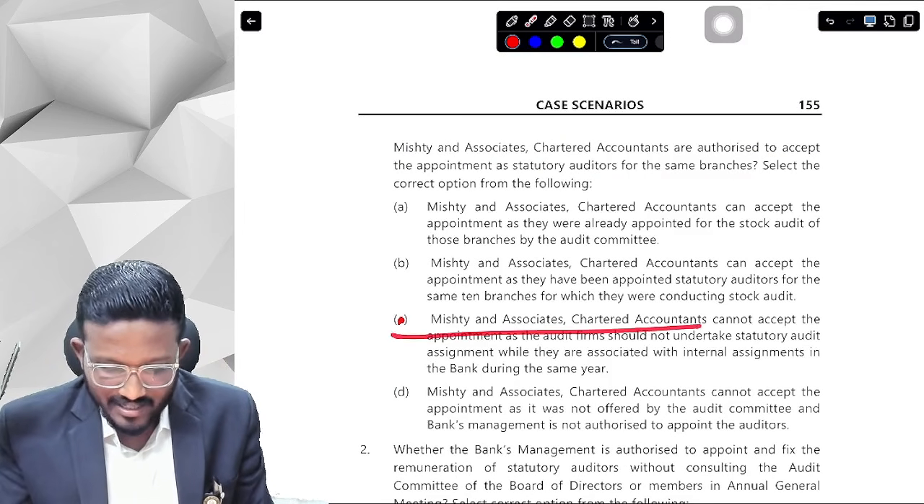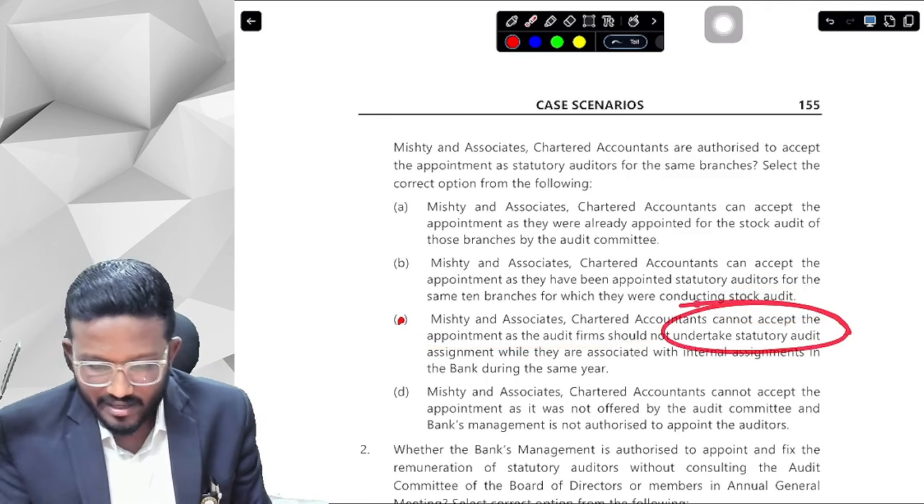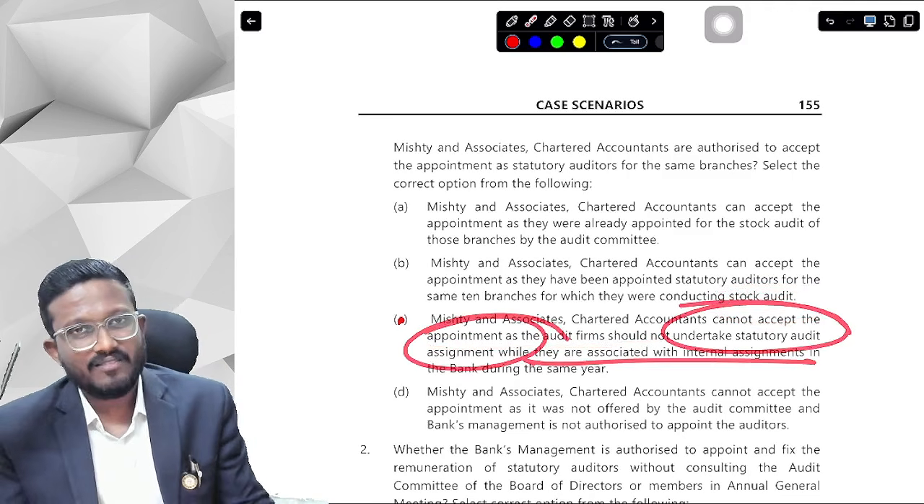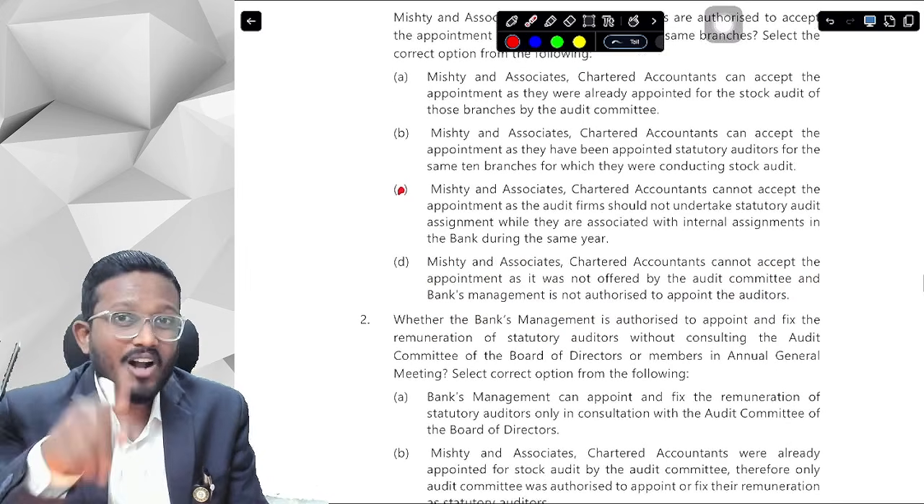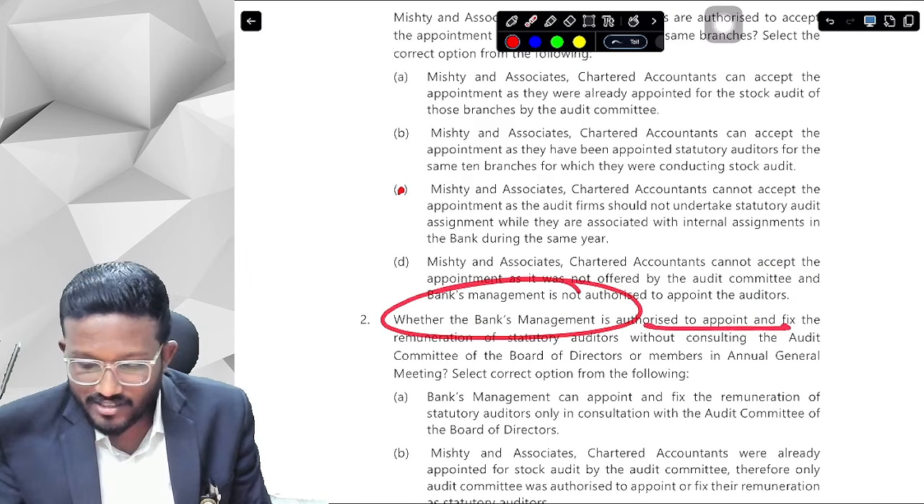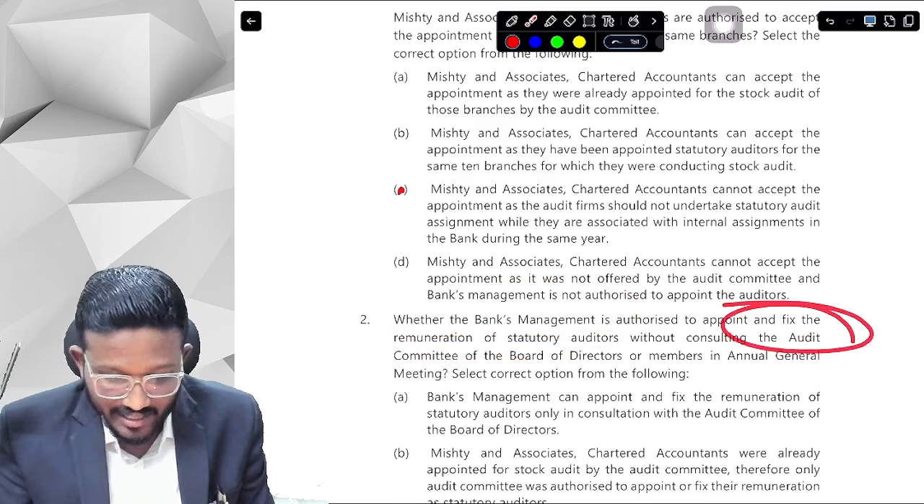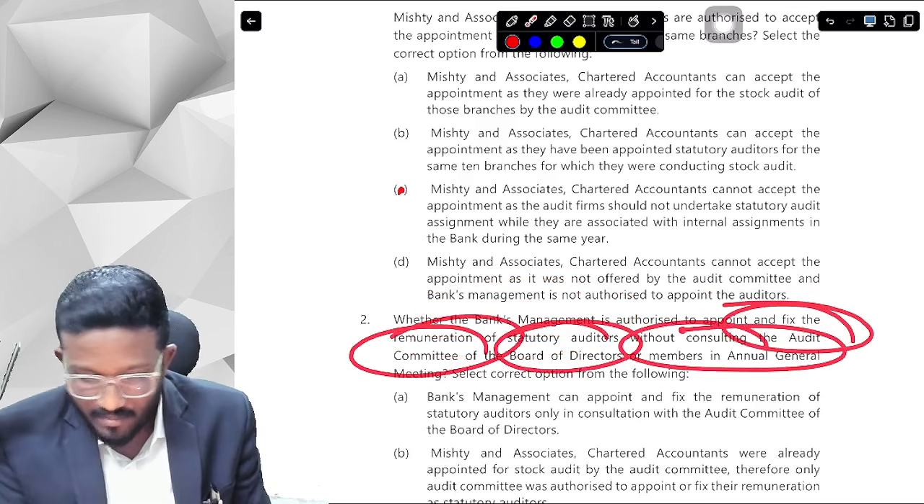So no, Mystery and Associates cannot accept the appointment, as audit firms should not undertake a statutory audit assignment when they are associated with internal assignments of the same bank for the same financial year. Okay, yes sir. Second, whether the bank management is authorized to appoint and fix the remuneration of the statutory auditors without consulting the audit committee of the board of directors or the members in AGM?